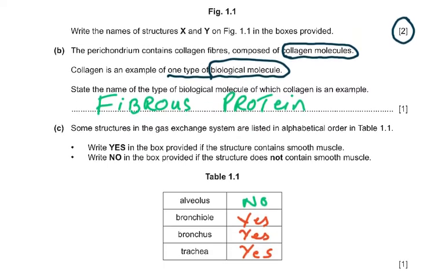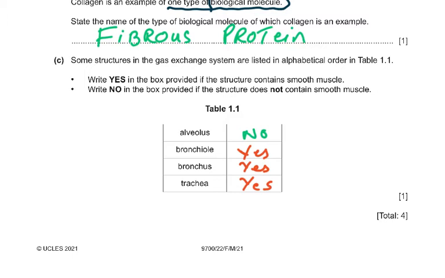Then it says some structures in the gas exchange system are listed in alphabetical order in table 1.1. Write yes in the box provided if the structure contains smooth muscle, and no in the box provided if the structure does not contain smooth muscle. So the alveolus does not contain any smooth muscle, but the trachea, bronchus and bronchiole all contain smooth muscle. So that was 1 mark, but you had to get all of this correct. The whole thing had to be correct to get 1 mark. Even if one was wrong, you'd get a 0 because there's no 0.5 in biology.